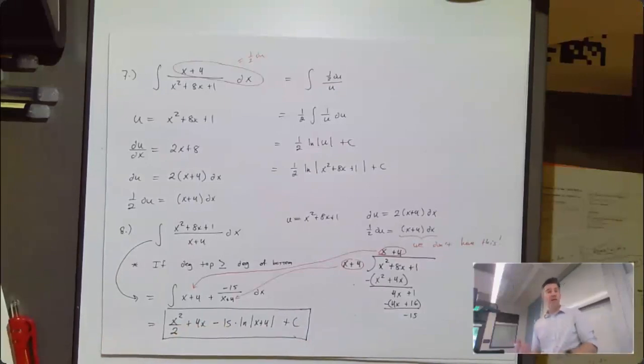So again, I'll repeat. If you have a rational function, meaning the top is a polynomial and the bottom is a polynomial, and the degree on the top is bigger than or equal to the degree on the bottom, we can do polynomial division. In fact, it's usually one of your go-tos, unless there's a really obvious u substitution that makes sense.